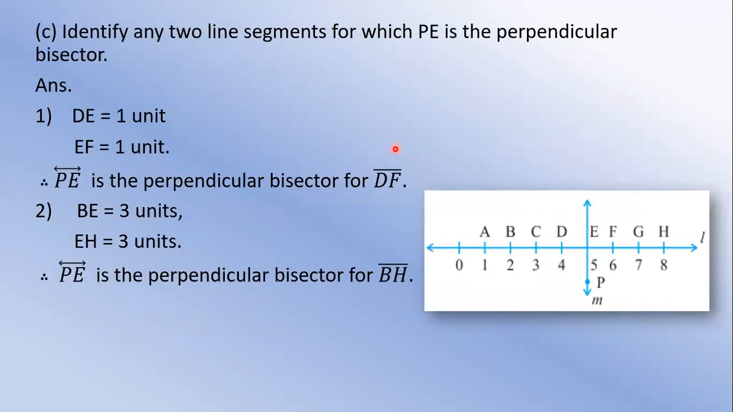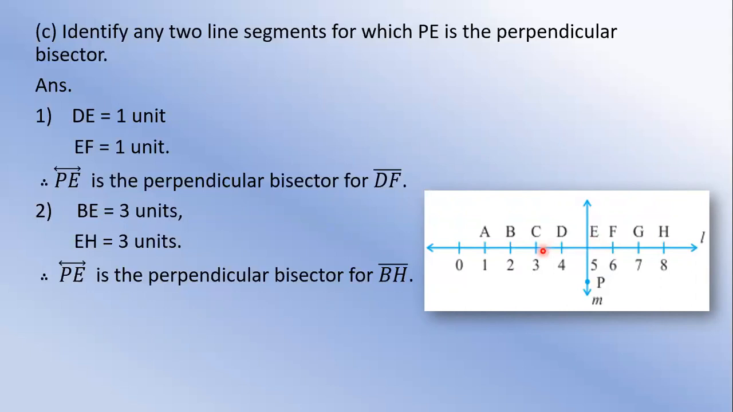Now next question, identify any two line segments for which PE is the perpendicular bisector. We have already seen in the previous question that it is the perpendicular bisector of line segment CG, so I have not taken that example. Other two examples I have taken are DE and EF. See, what is the distance of DE? D to E, 1 centimeter. Same way, EF is also 1 centimeter. DE and EF are 1 centimeter each. So we can say that line PE is the perpendicular bisector of DF, D to F.